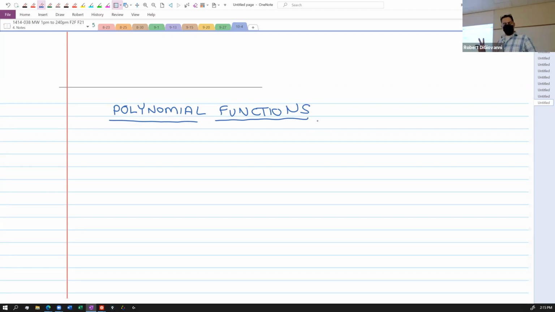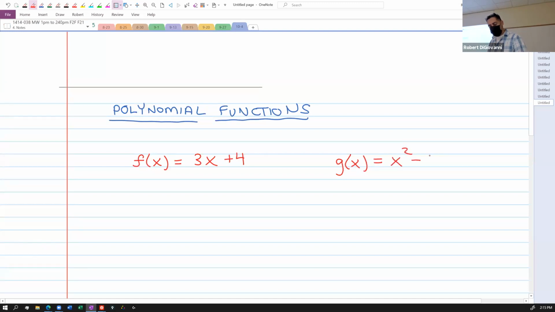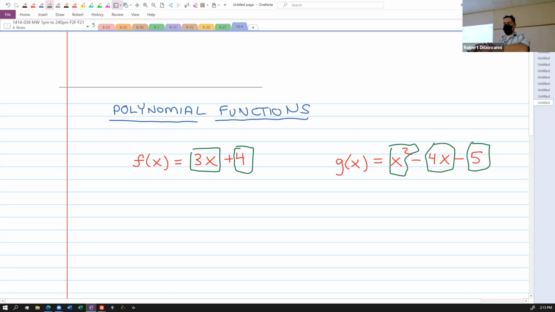So let me show you two things. Let's take a look at a function like this. f of x equals 3x plus 4. That's a linear function, isn't it? And then here's another function over here, I'll call it g of x. Here is something a little more familiar because we just studied these. That's a quadratic function, right? This first function, the linear one, has two terms in it. The quadratic has three terms. Terms are separated by addition and subtraction, yes?